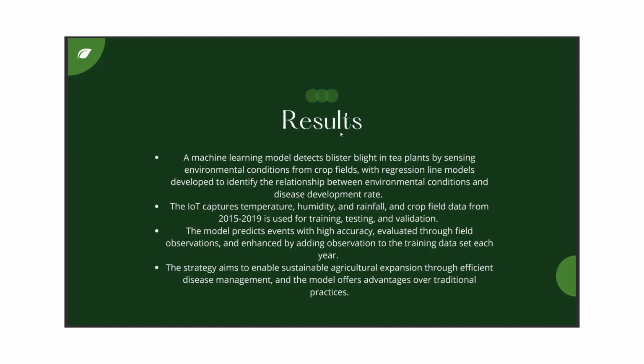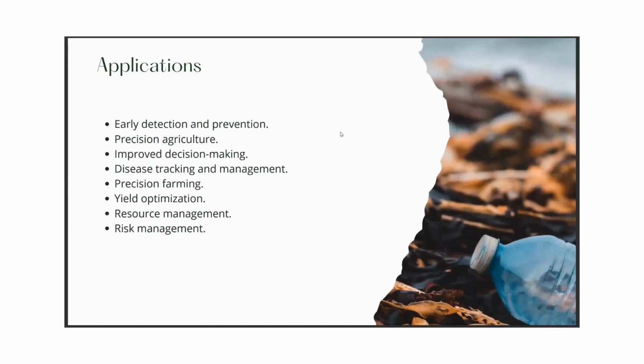The strategy aims to enable sustainable agriculture expansion through efficient disease management, and the model offers advantages over these traditional practices. Here are a few applications: early detection and prevention, precision agriculture, improved decision making, disease tracking and management, precision farming, yield optimization, resource management, risk management.